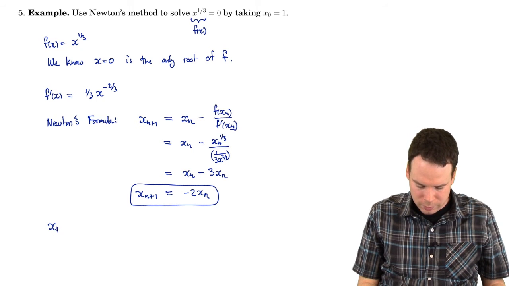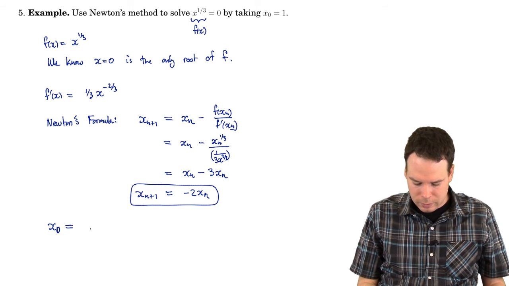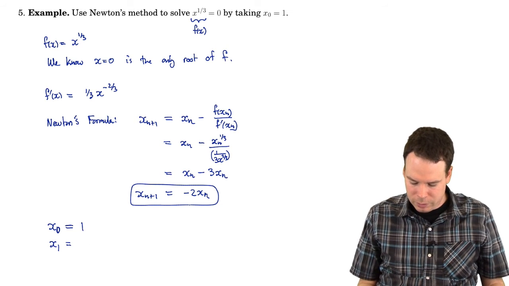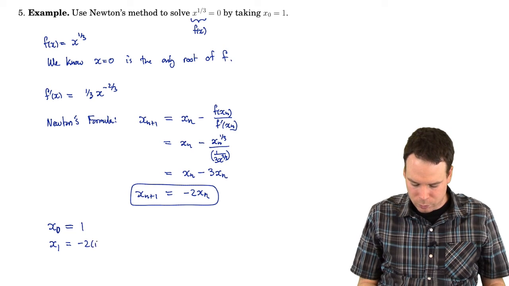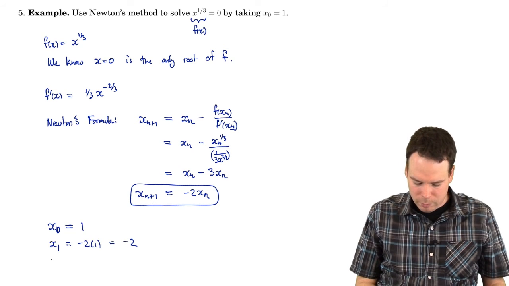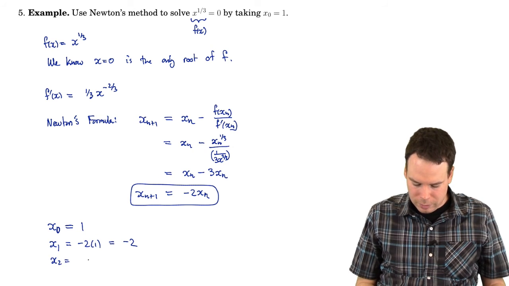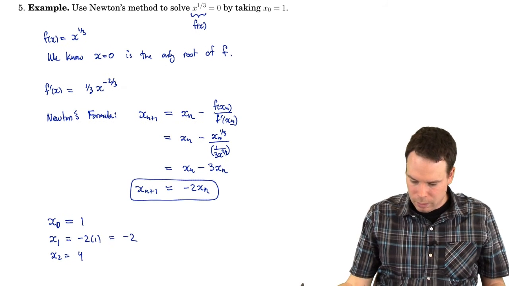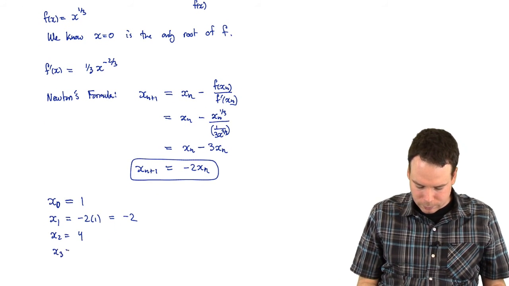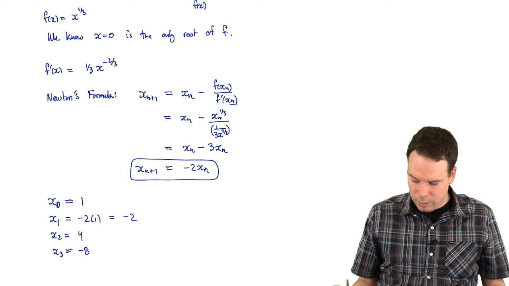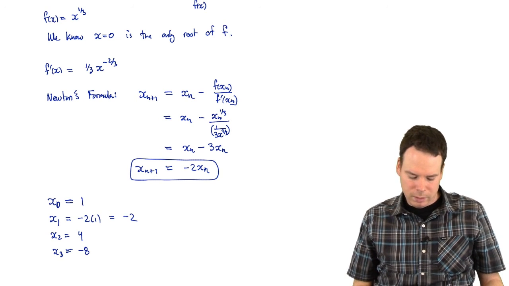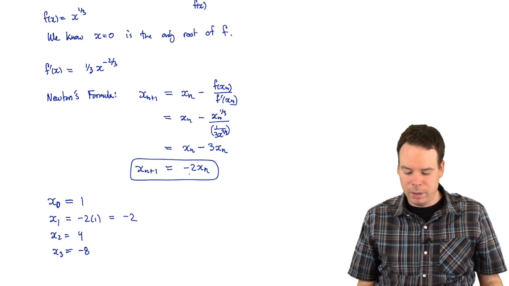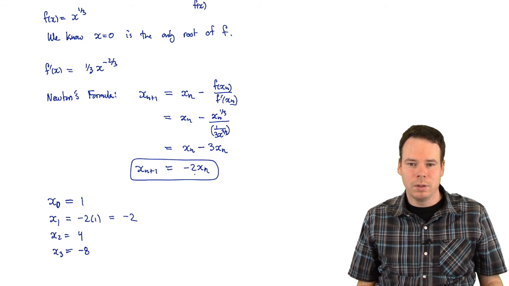Let's start with our initial guess. Here we're calling it x0. x0 is 1. What do we get as our next value? Well, plugging that into our iterative formula, we get negative 2 times 1, or negative 2. Plugging that into our iterative formula, we get negative 2 times the previous one, so negative 2 times negative 2 is 4. Plugging that in again becomes negative 8. And we see that every time we take the approximation, plug it back into our iterative formula, we just end up multiplying it by negative 2.